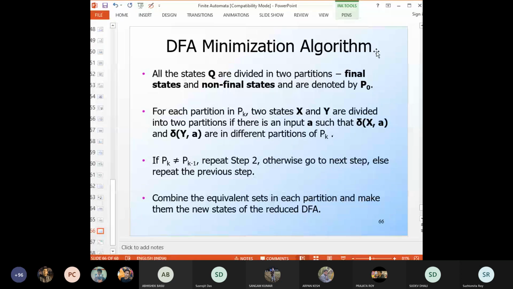So here we are following an algorithm which uses this partitioning technique. We will be actually doing this partitioning, and also we will be going iteratively as we have done before.